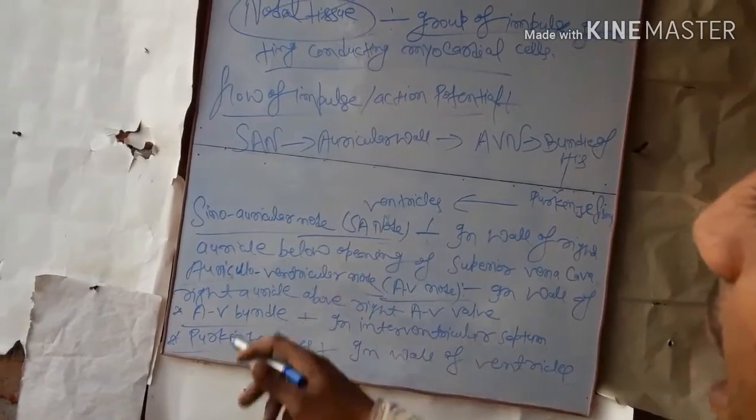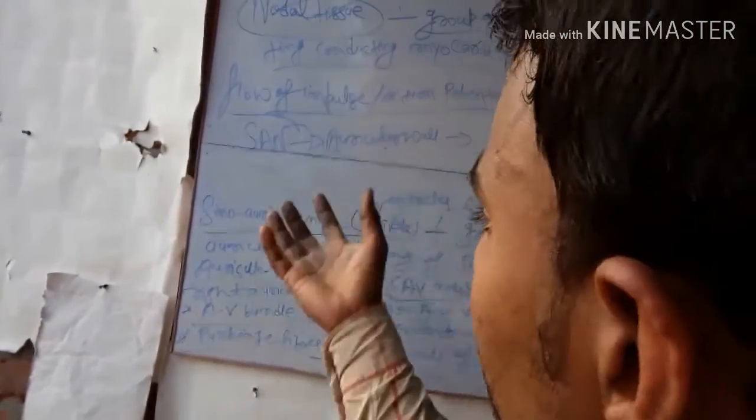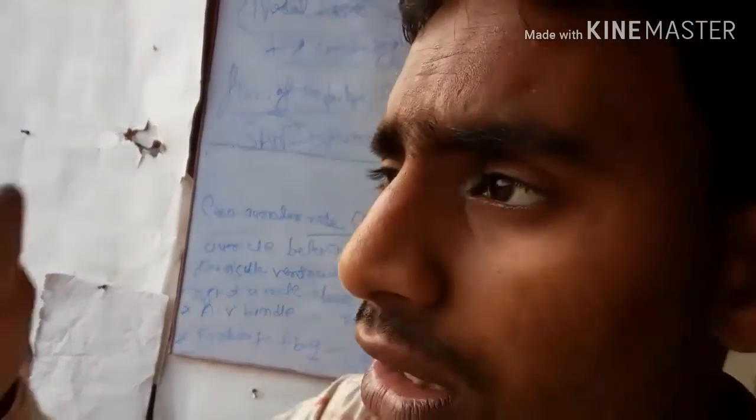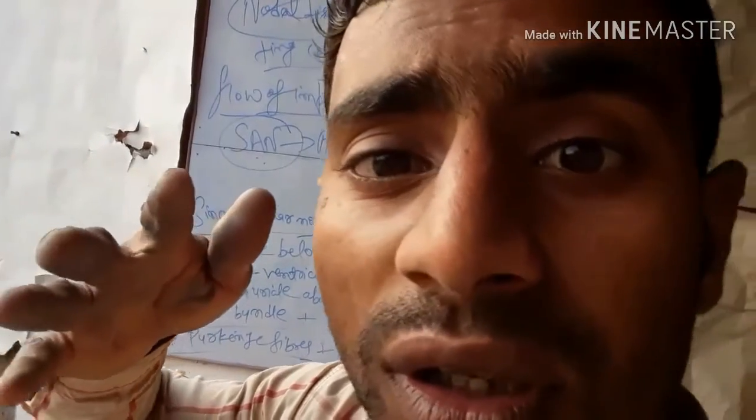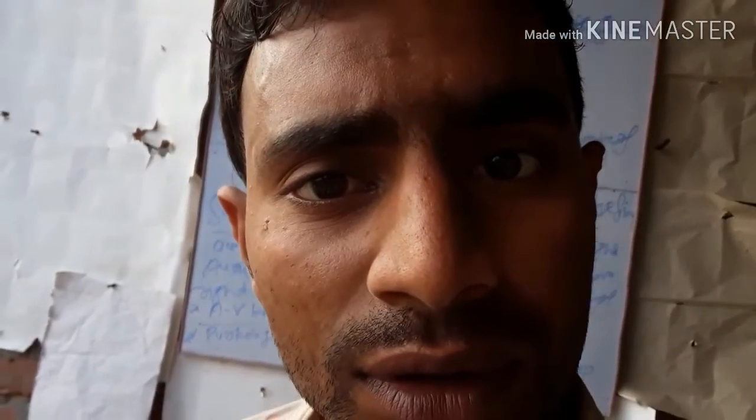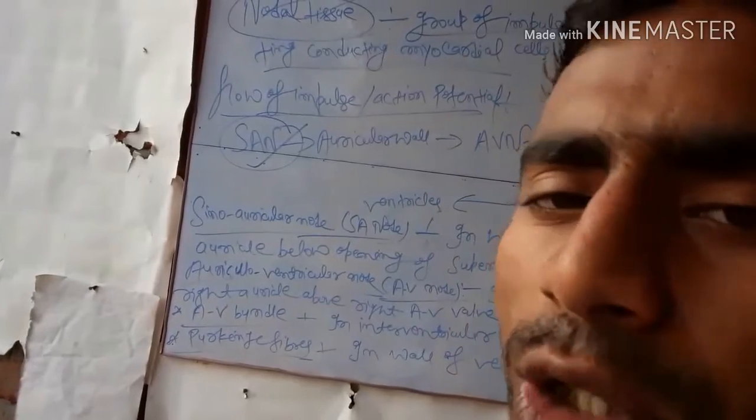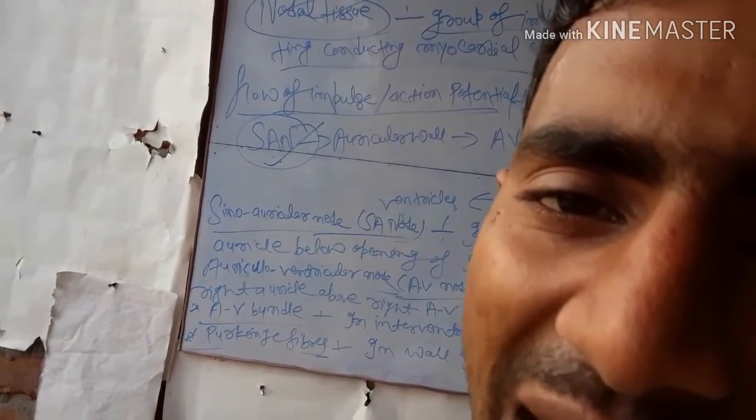After that, we will see the flow of impulse and action potential. How will the flow of impulse happen in the heart? First of all, I want to tell you that SAN, the sinoauricular node, is the center from where impulse flow starts. Impulse is generated from the sinoauricular node, also called SAN.